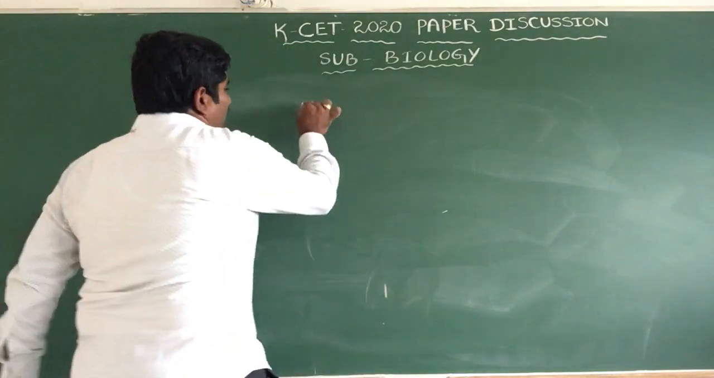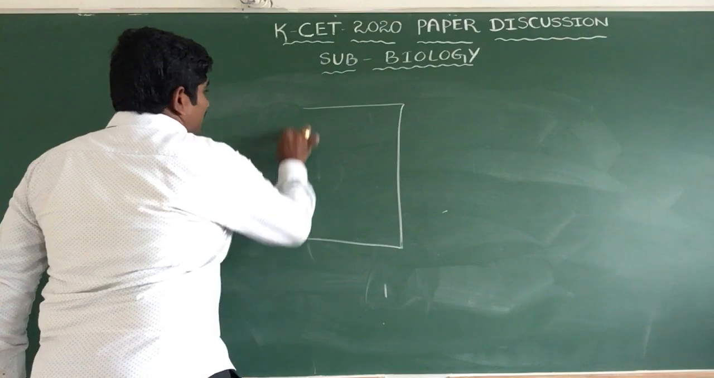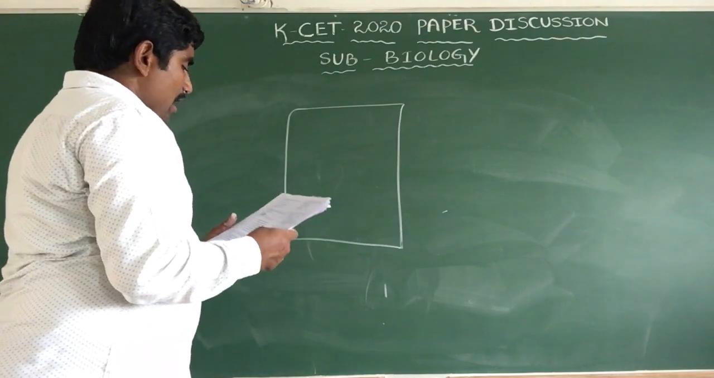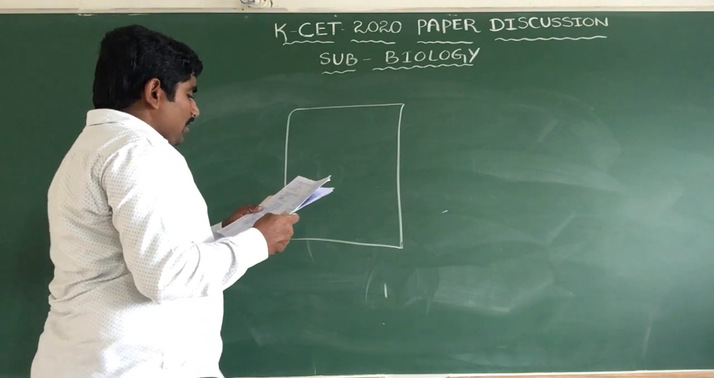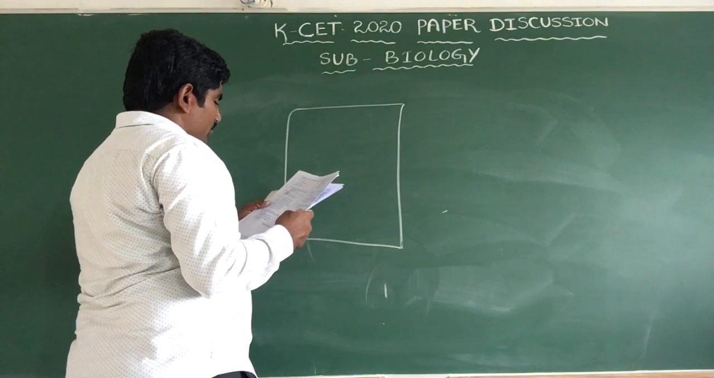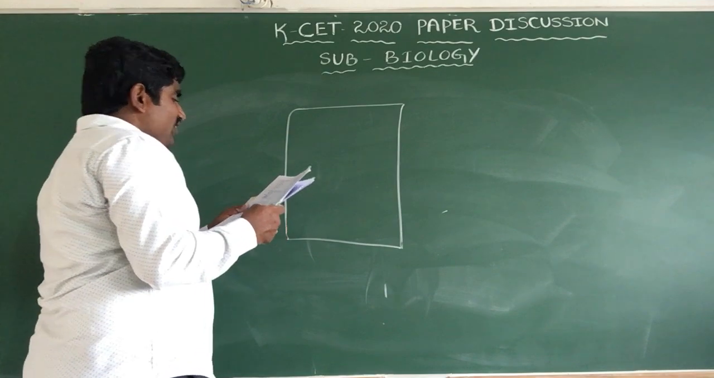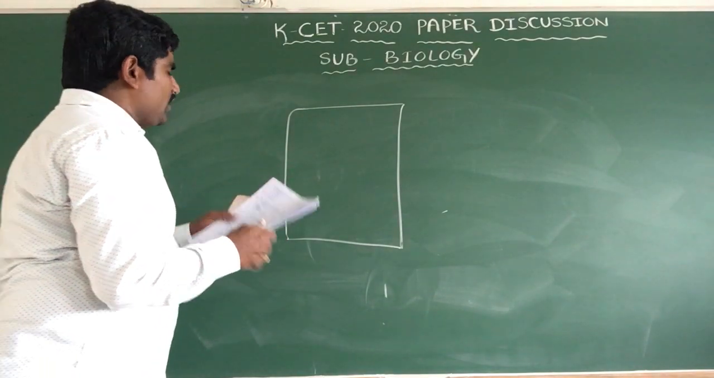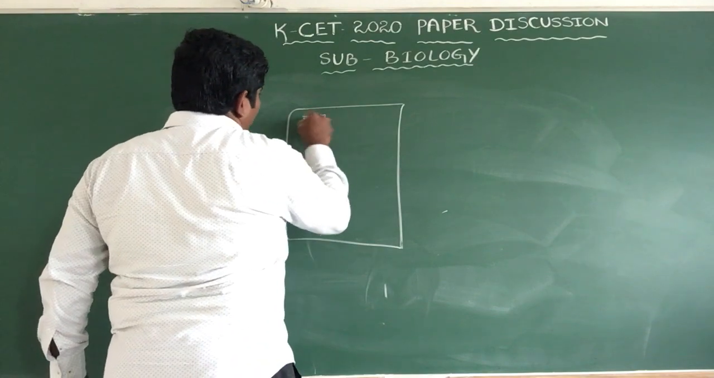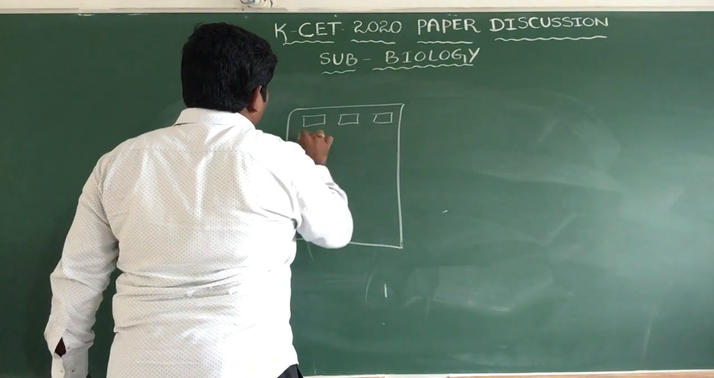Next one is gel electrophoresis. Now let us see. In gel electrophoresis, next question. Identify the labels M and N in the following agarose gel electrophoresis representation. These are called wells. They have given like this.